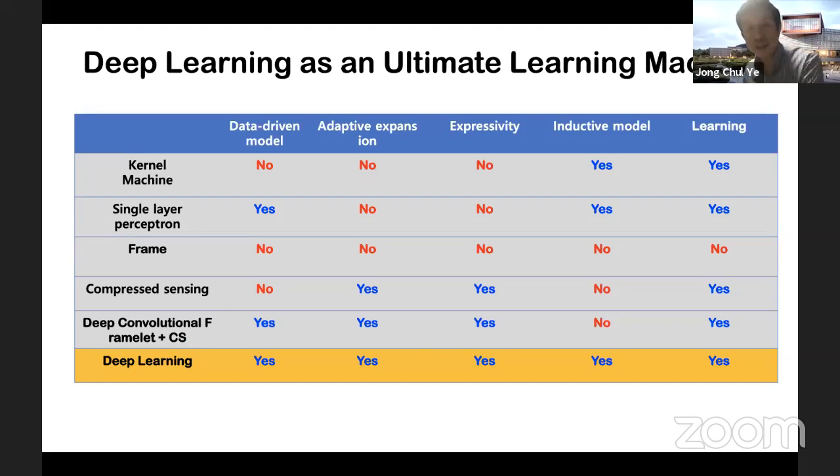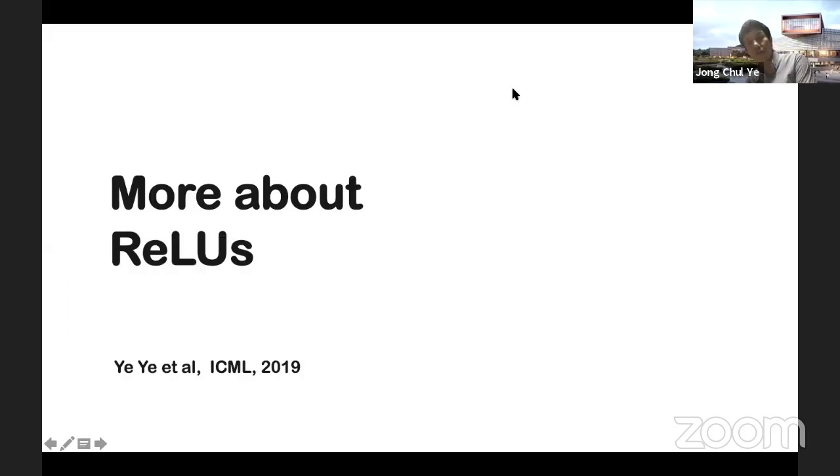Based on this kind of understanding, you can see that a deep neural network satisfies all the desired things we mentioned before. It's a data adaptive model, the expansion coefficients are also adaptive, and it is a very expressive representation. Furthermore, the number of expressivity is also determined by the data. And it's also inductive. We just change the ReLU activation pattern, and based on that you can have a lot of interesting behaviors. So that means a deep neural network can be considered as an ultimate learning machine. So that's why the neural network is very powerful.